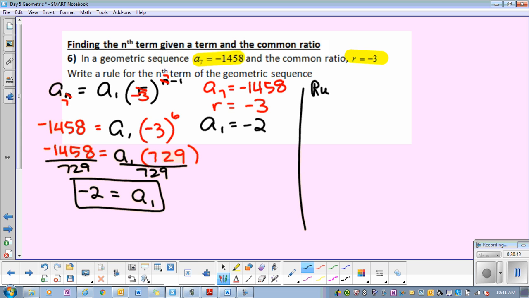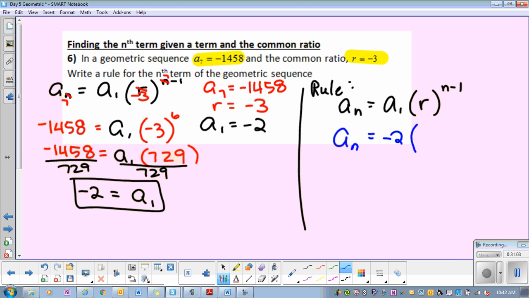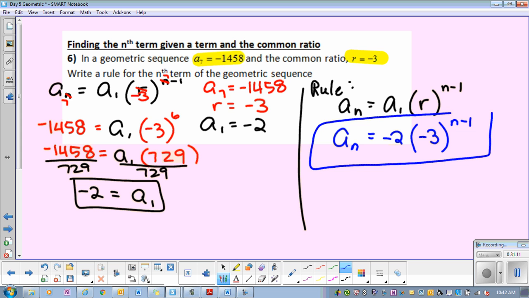So then the rule, a sub n equals a sub 1 times r to the n minus 1, right? So a sub n equals, what is a sub 1? -2. Sorry. What is r? -3. To the n minus 1. And that's it. Leave it. Do not multiply the -2 and the -3. Just leave that. Good. That's it. Is this better than the arithmetic, or which one do you guys like better? Arithmetic. Do you really?